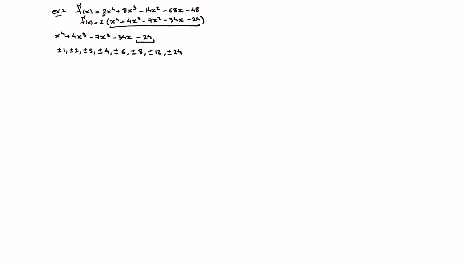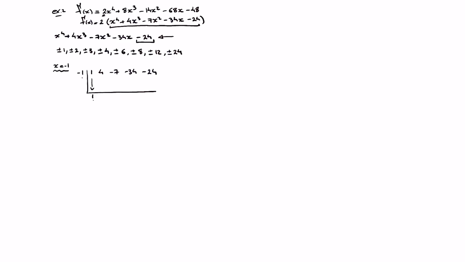And now we work our way through this list, trying out each of these numbers, to determine whether or not they are roots of our polynomial. So let's get started. We'll start with x equals negative 1. The polynomial we're dealing with, remember, has coefficients 1, 4, negative 7, negative 34, and negative 24. And we're evaluating it at negative 1. So we start by carrying down the 1.